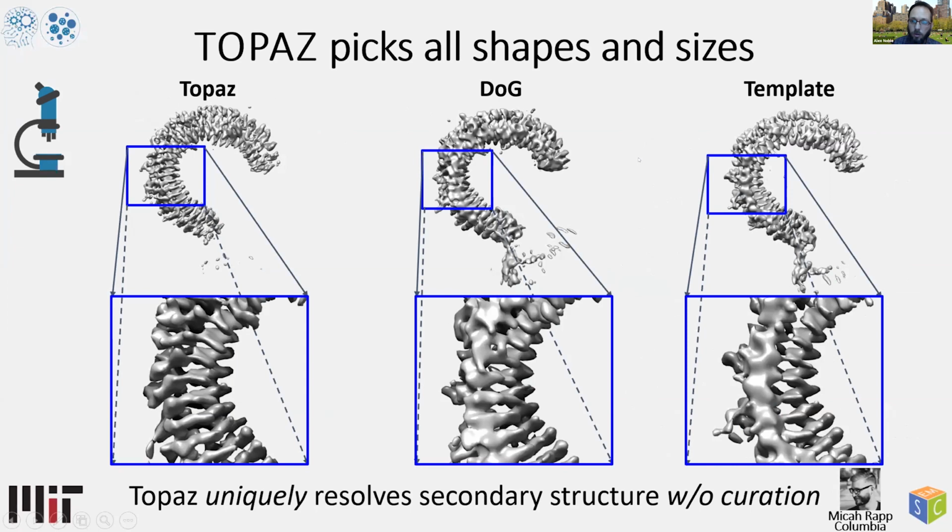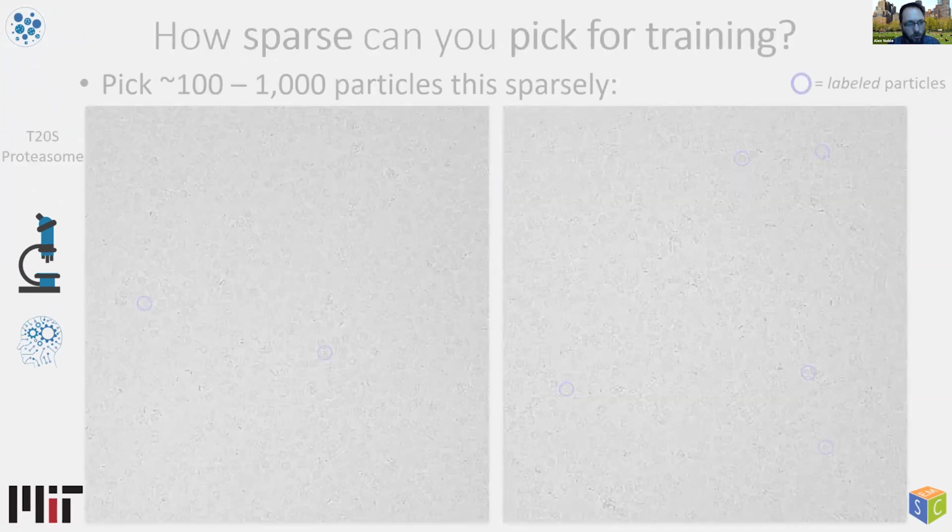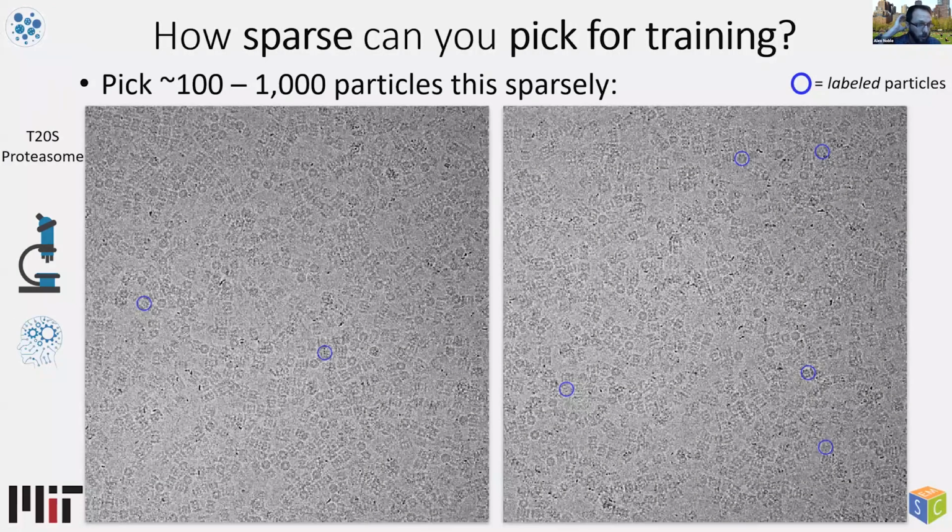So these are the next best two pickers. All right, so I told you Topaz can sparsely pick, and how sparsely can you actually pick? You can see this in the Nature Methods paper that came out in October. In that paper, we did various benchmarks, and this is how sparsely we picked on the micrographs that we fed into training. So here's T20S proteasome, and we picked somewhere between 100, I think we actually went down to 10 particles, but we recommend picking at least 100, maybe up to 1,000 particles, but you only have to pick this few number of particles.